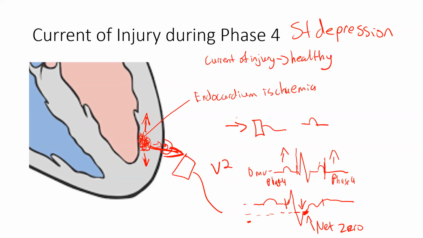But once it goes to zero, and the ischemic cells are again depolarizing early and creating that current of injury, it's going to pick that up in the phase 4 part, and it's going to go back up, and it's going to look like the actual QRS is elevated. And once it depolarizes, it goes back to zero, and then it's going to go back up again. So you end up with your ST depression looking like so. Does that kind of make sense to you guys?